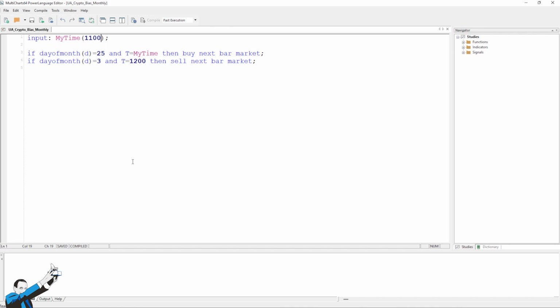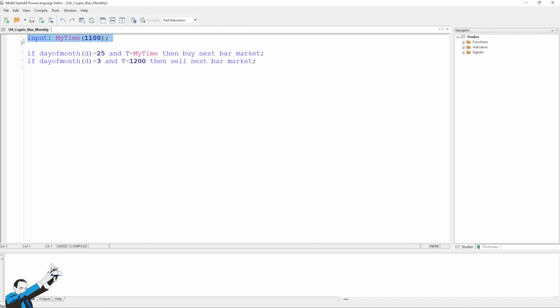All right, so here we are in the Power Language editor of MultiCharts, which we need to develop our trading systems. And as you can see, you don't need to be an experienced programmer to use this software. In fact, the strategy that we'll look at today to see how it worked consists of just 3 lines of code. Yeah, that's it.